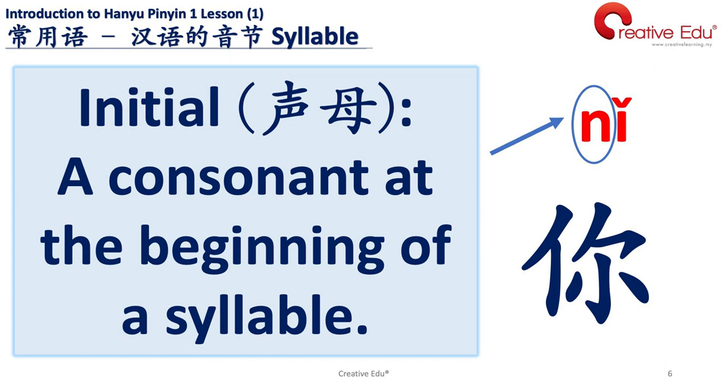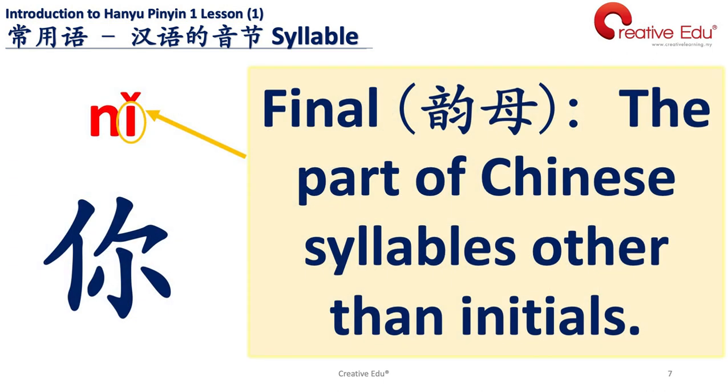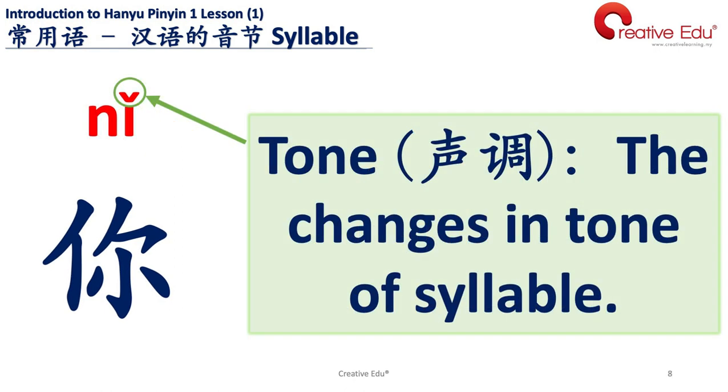In the syllable 你, N is the initial 声母, which means it is a consonant at the beginning of a syllable. And the I in 你 is the final 韵母, which is the part of Chinese syllables other than the initial. Next, the tone, 声调. The tone is the changes in tone of a syllable.